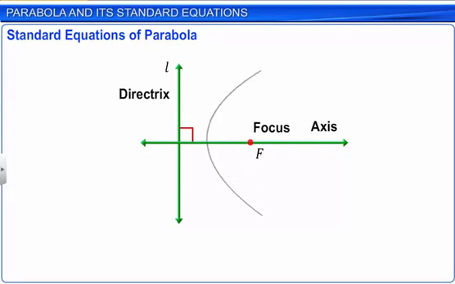Thus, the axis of a parabola is also called its axis of symmetry. The point where the axis intersects the curve of a parabola is called the vertex of the parabola. The line segment passing through the focus, perpendicular to the axis and with its endpoints on the curve of the parabola, is called the latus rectum of the parabola.